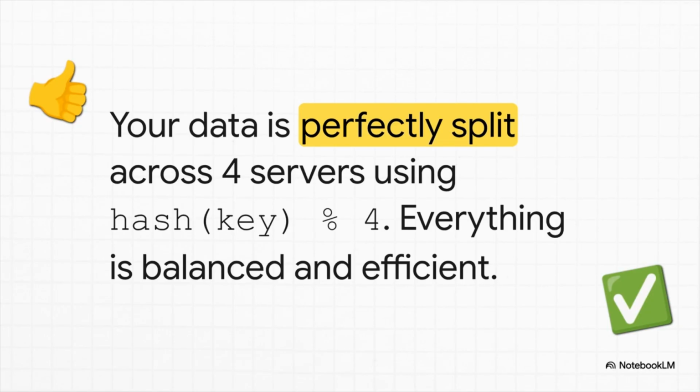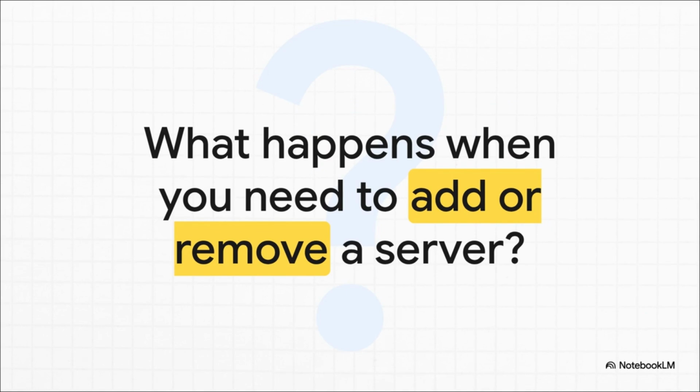Your data is perfectly distributed thanks to that simple modulo formula. Everything is running smoothly. Queries are fast. The load is balanced. You're probably feeling pretty good about yourself. You've solved scaling. And then the inevitable happens.